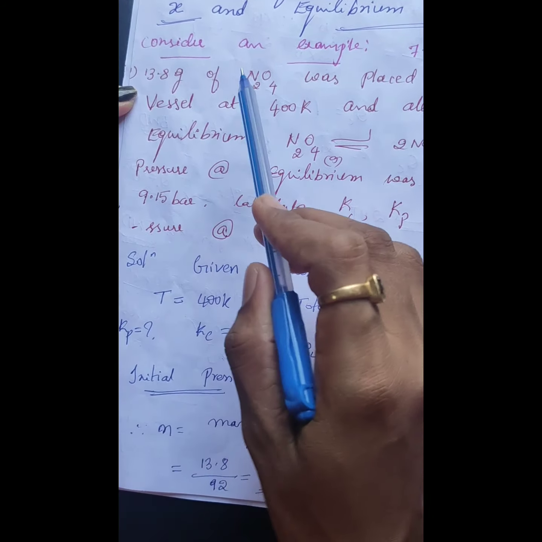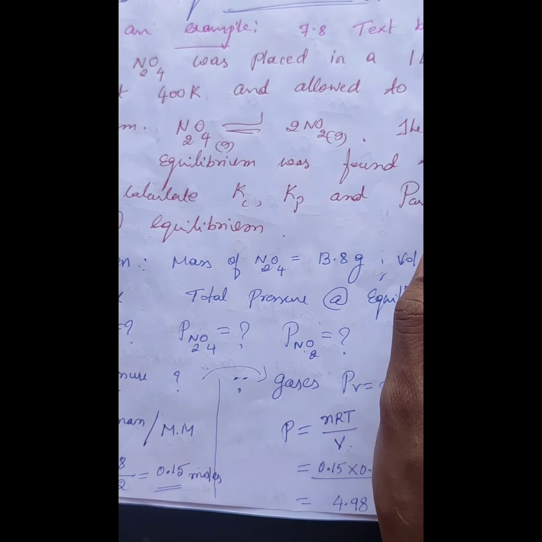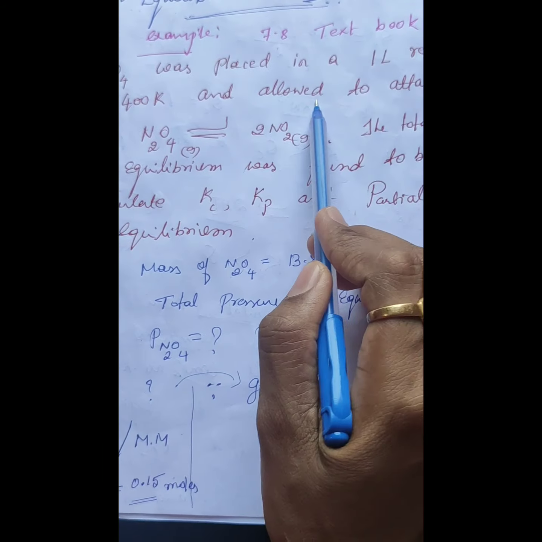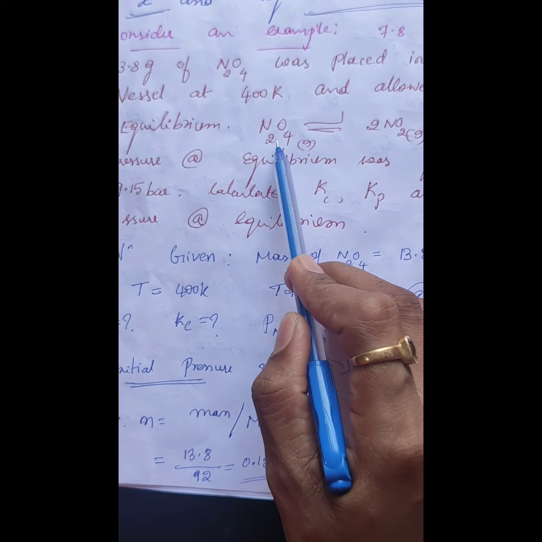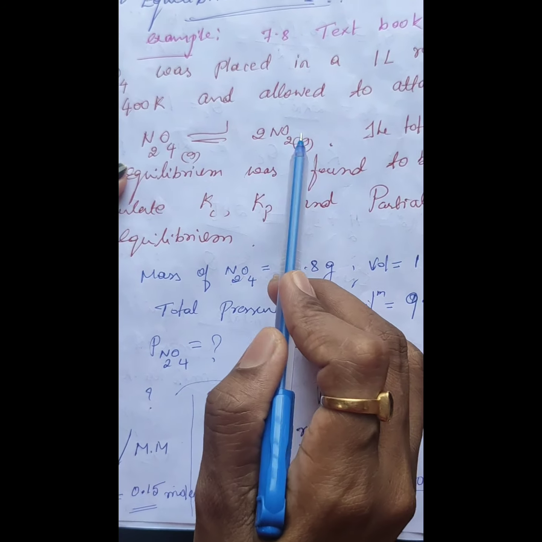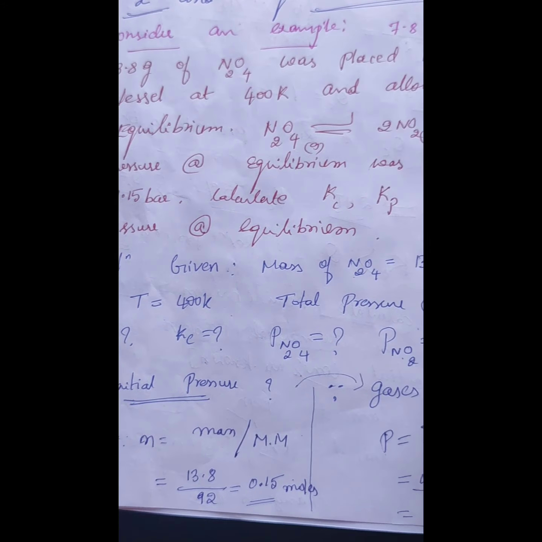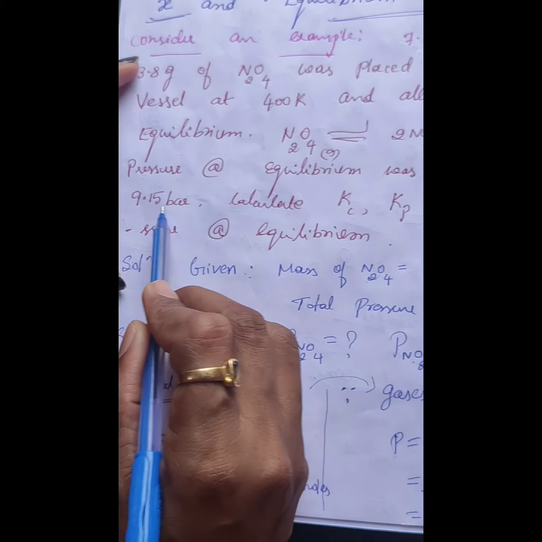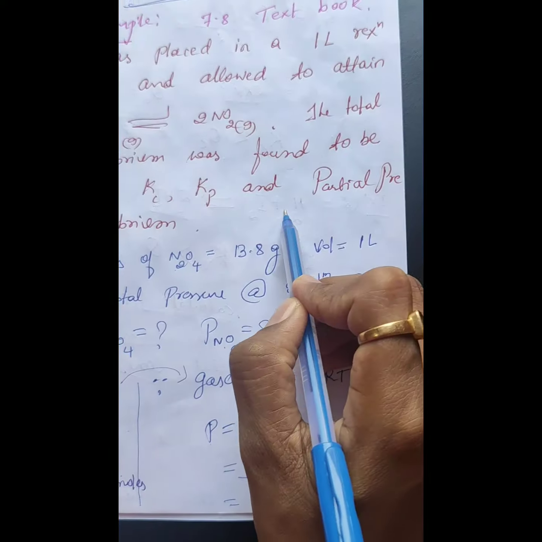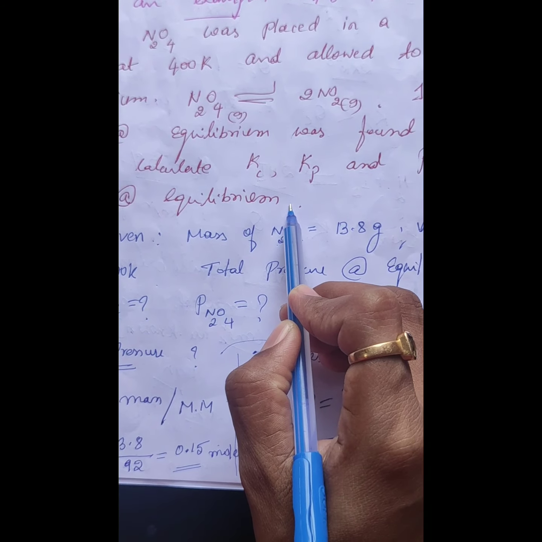13.8 gram of N2O4 was placed in a 1 liter reaction vessel at 400 Kelvin and allowed to attain equilibrium. The equation they have given is N2O4 gaseous giving 2NO2 gas. The total pressure at equilibrium was found to be 9.15 bar. Calculate Kc, Kp and partial pressure at equilibrium. This is the question they have provided.